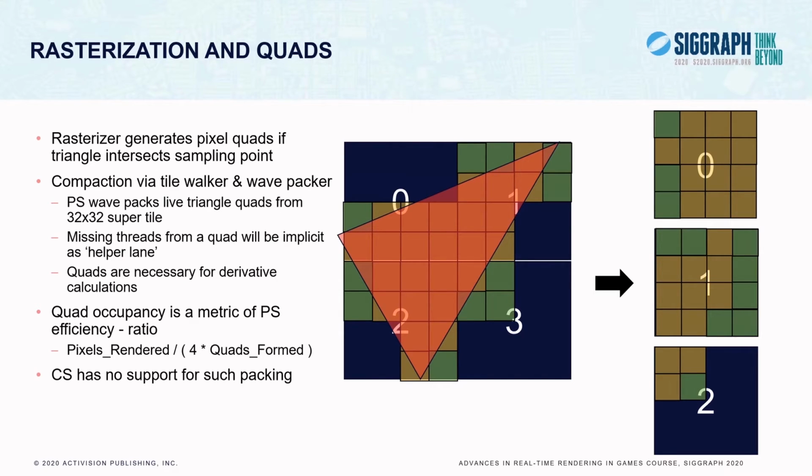So quad occupancy is a metric of pixel shader efficiency: the amount of pixels rendered divided by 4 times the amount of quads formed. One thing that's worth noting is that compute shaders have no support for such packing. In this case of a single triangle rendered at this resolution, we will be looking at 3 waves and 9 quads being rendered. We mostly focus on quads because when rendering images, we have hundreds of thousands of quads, and those get packed in the waves. But what's most important for us is the amount of quads.